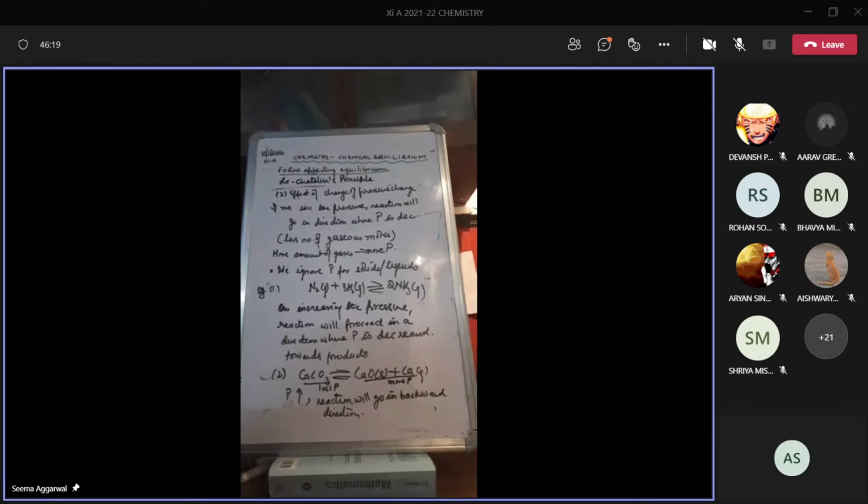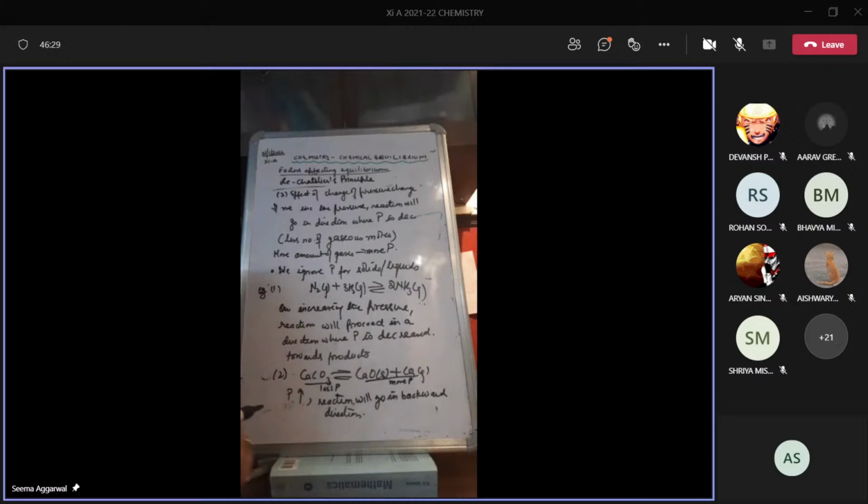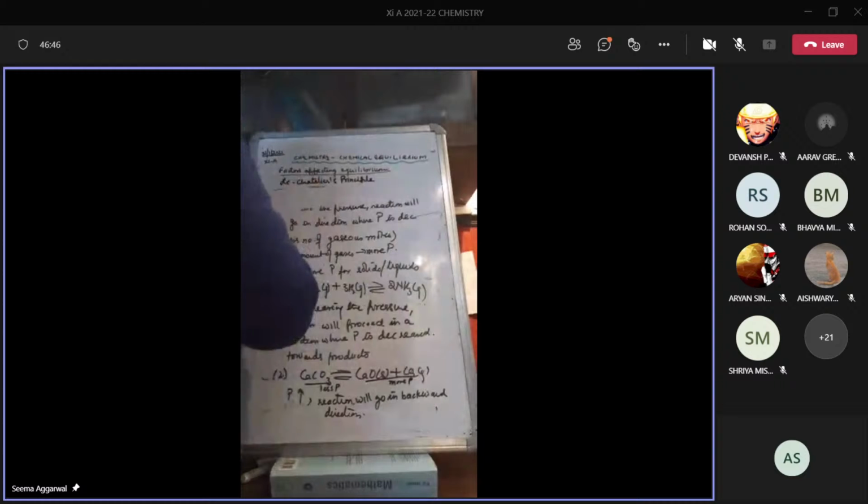Now what we know is another thing. One more example. Or is it clear? Then I will take it in the question. I think it's clear. Only the effect of pressure: the reaction will proceed in a direction where the pressure is decreased. Now, first is the effect of concentration, second is the effect of pressure, third point is the effect of temperature.